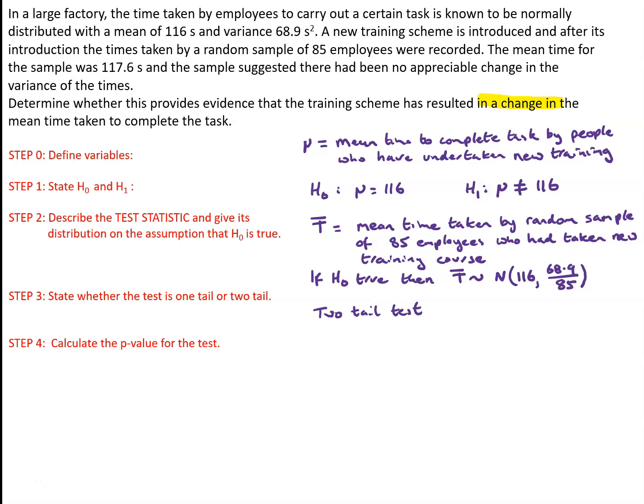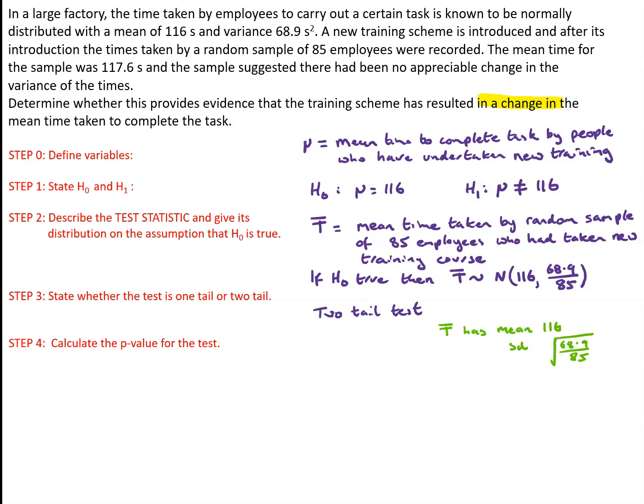Now if the null hypothesis is true, then we know that t bar is normally distributed with a mean of 116 and a variance of 68.9 divided by 85, which means that the standard deviation of t bar is the square root of 68.9 over 85. Now we're doing a two-tailed test, which means that the p-value is going to be twice the probability of getting a value which is at least as extreme as the one that we observed. The value we observed was 117.6 seconds, so the tail corresponding to 117.6 seconds is going to be t bar being greater than or equal to 117.6.